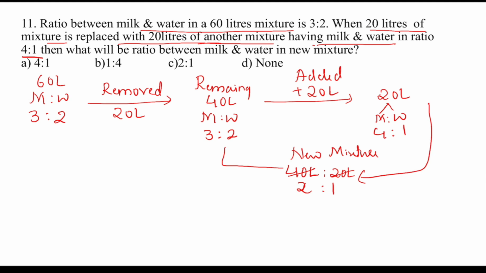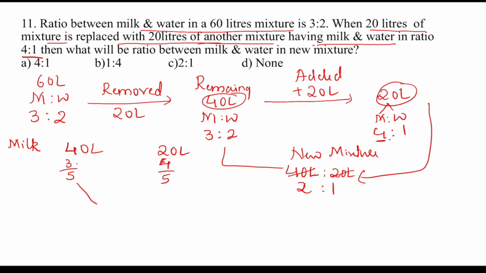Okay, now we will consider milk and solve. Any one thing you can consider, so we'll consider milk. Now in this 40 liters, milk was how much? 3 parts out of 5. In this 40 liters, milk was 3 parts out of 5. And in this 20 liters, how much was milk? Milk was 4 parts out of 5.